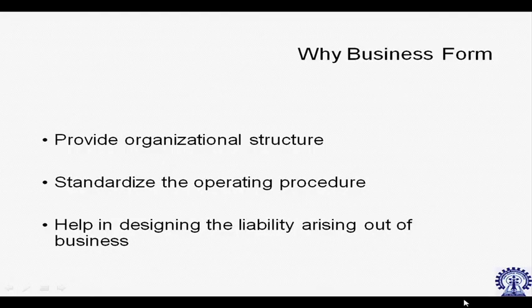The second one is standardizing the operating procedure. If you are choosing a particular organization form, it basically helps you to develop an internal operating procedure, and that helps you in responsibility distribution: the type of organization form you want to pursue, the type of efficiency you want to inculcate within your organization, the type of responsibility you want to distribute amongst the people of your organization, and so forth.